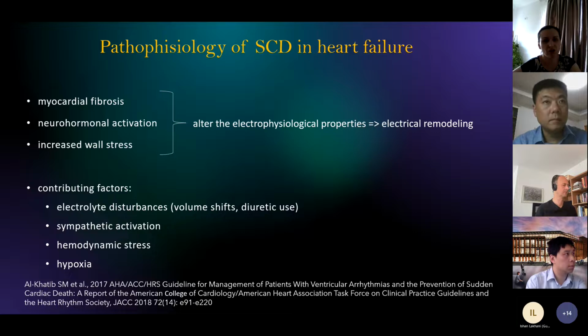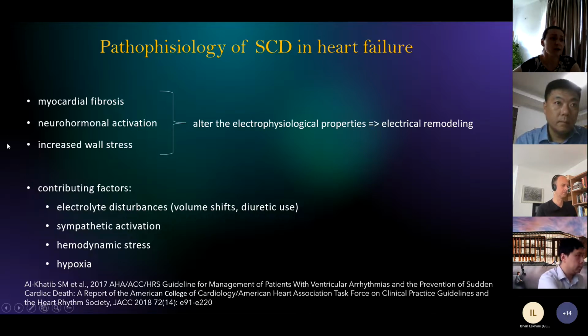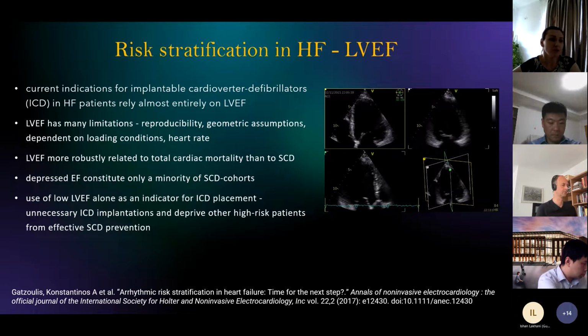that alter the electrophysiological properties of the myocardium and result in electrical remodeling. And the interaction of such a vulnerable substrate with multiple transient contributing factors in heart failure, such as electrolyte disturbances, catecholamine activation, hemodynamic distress, and hypoxemia, participates in triggering the fatal event.